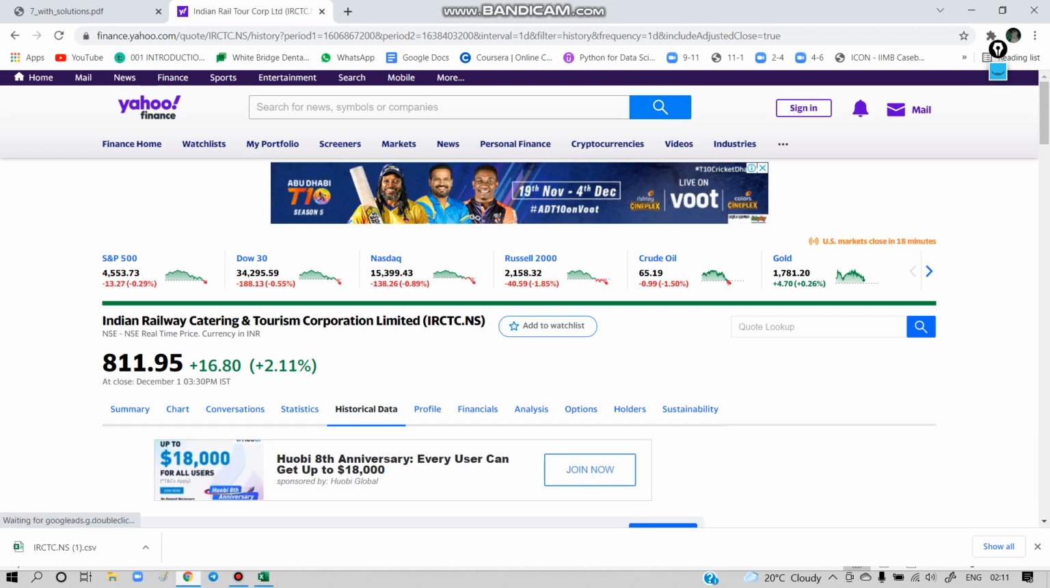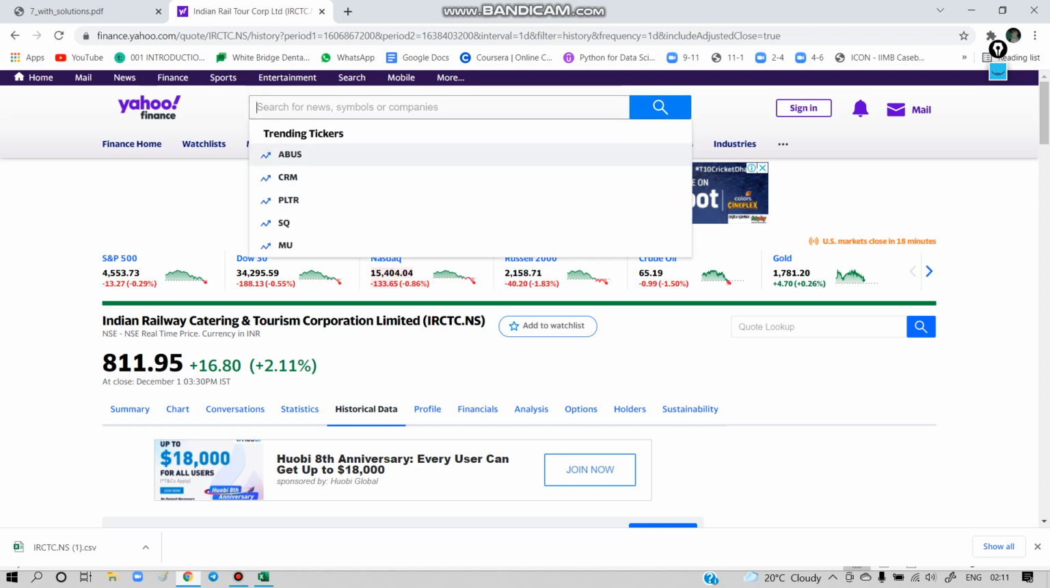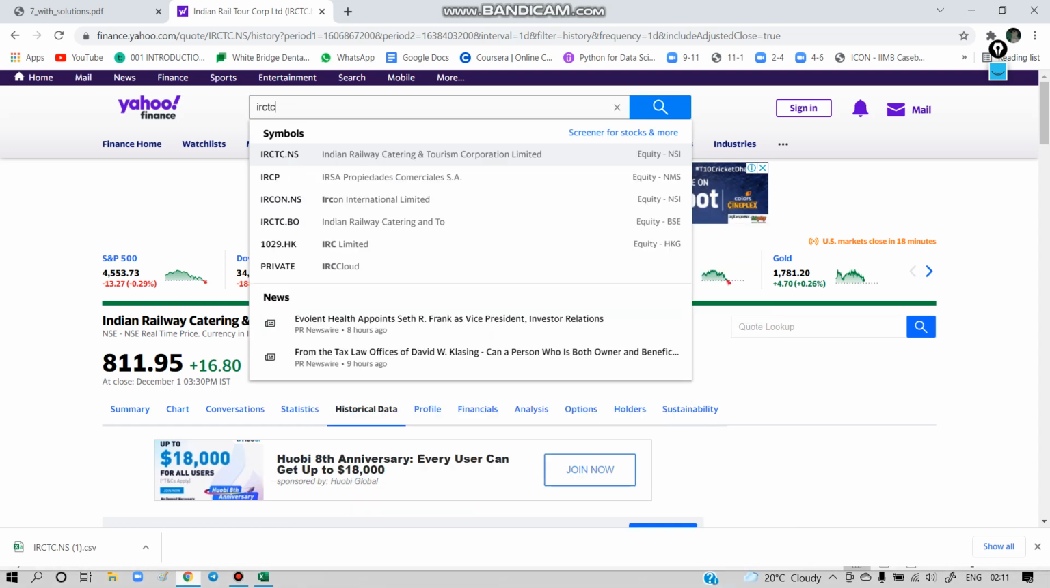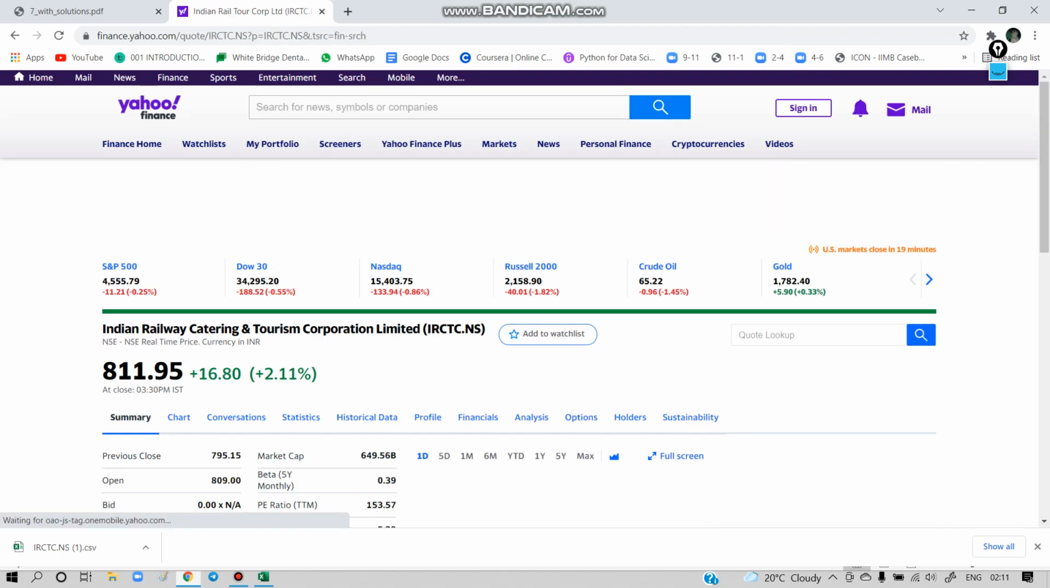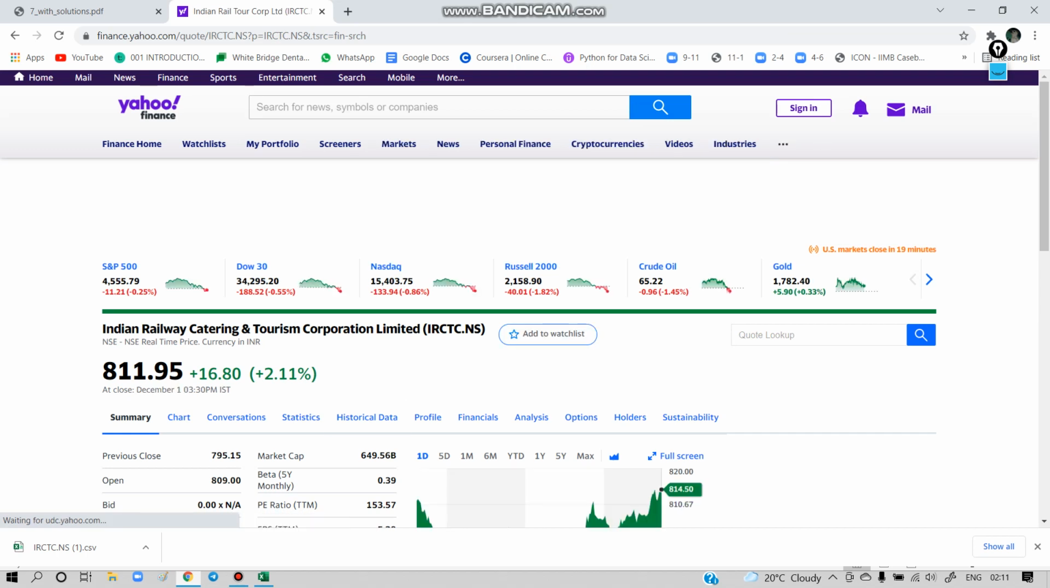If you go to Yahoo Finance, just search Yahoo Finance on Google. This page will appear. Click in the search bar and type IRCTC. You can see two IRCTC entries pop up, so you have to take this one, IRCTC.NS. Now go to the historical data. This one is the historical data, just click on that.